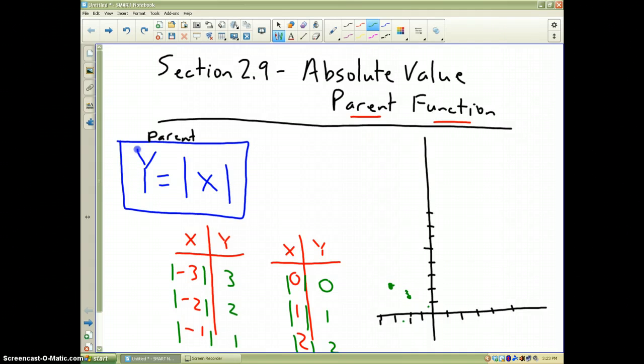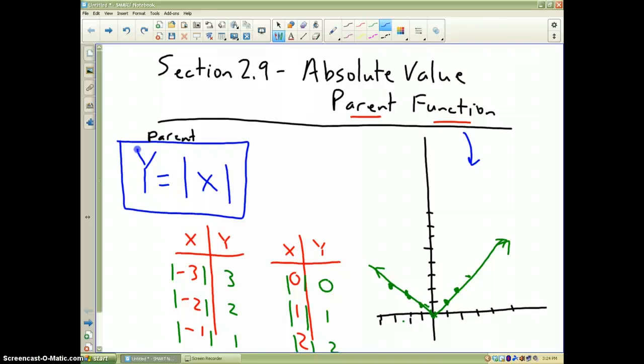And what you should have is a graph. Here's 0, 0. What you should have pretty much is a line that goes through these points just like that. And on the other side in quadrant 1, 1, 1 is about right there. 2, 2 is about right there. And of course we could continue on, 3, 3, etc. So what you have is a graph that looks like the letter V. This is the absolute value parent function. That's what the graph looks like. It looks like the letter V.